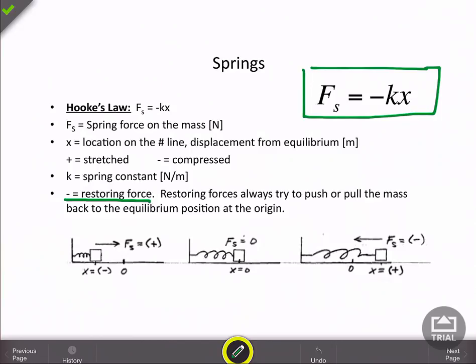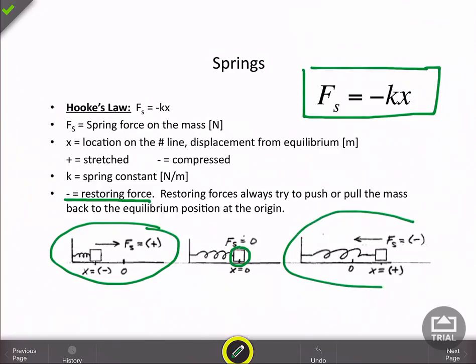So if our spring is compressed, as it is in the first diagram here, the spring force is trying to push it to the right. If our mass is at equilibrium here, the spring is not trying to do anything. In the third diagram, if our spring is stretched, the spring force is trying to pull it to the left, or back towards equilibrium. So F sub S is our spring force in newtons. x is where we are located, or our displacement from equilibrium. And then k is our spring constant.